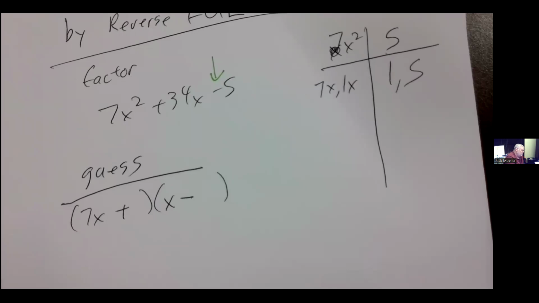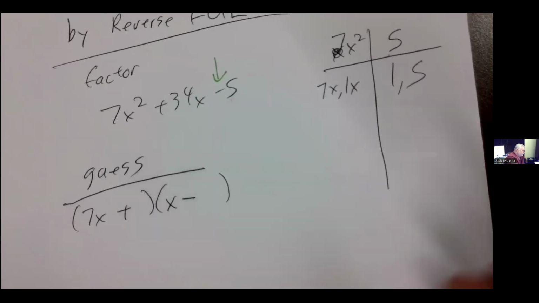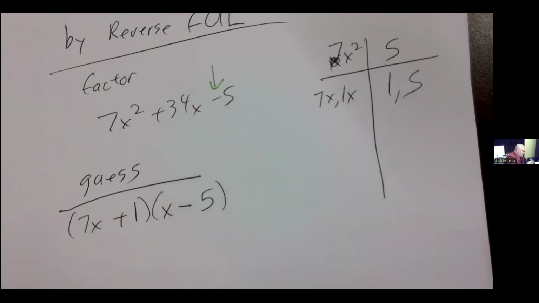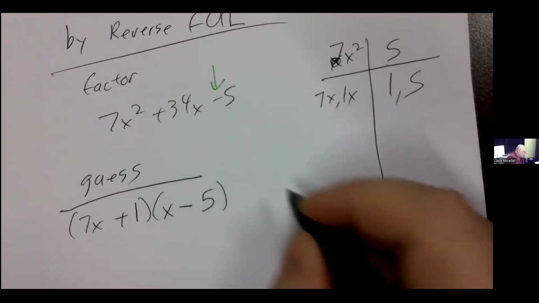All right. Then what do you do? Well, to get the 5, we need a 1 and a 5. And again, that's the order they came in, so I'm going to throw them in. So is this right?